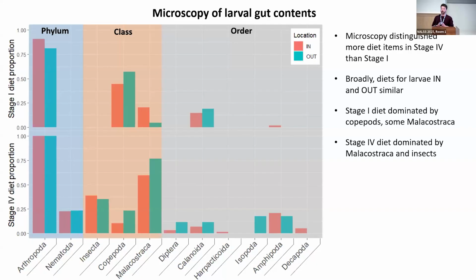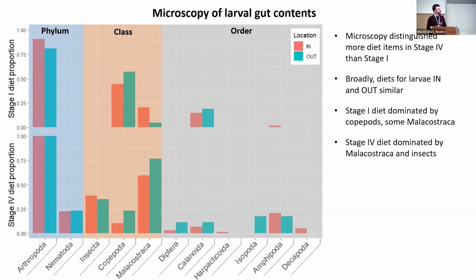First, what we're seeing is, with microscopy at least, stage 1s don't appear to have as broad a diet as the stage 4s on the bottom here. So more prey types in the stage 4s. And then if we're characterizing diet inside and outside, it's roughly similar for both stage 1s and stage 4s. I don't really see enough to say that there's a big difference.